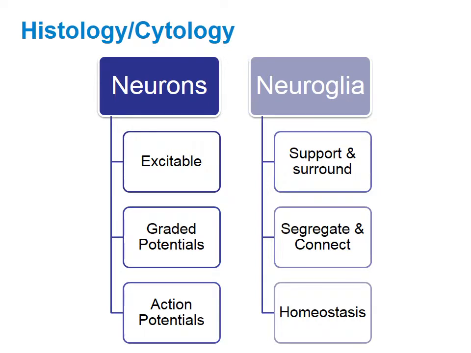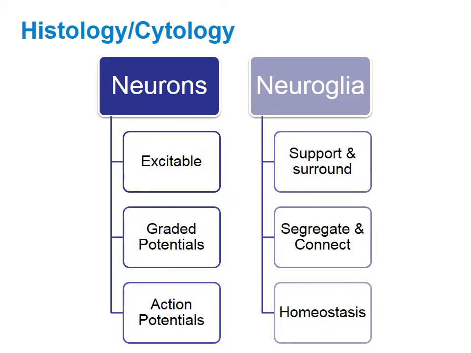Let's take a look at the many cells in these tissues. There are two cell groups. Neurons are electrically active and respond easily to stimulation, so they're excitable. They perform two electrical events, graded potentials, which are local, and action potentials, which travel. The neurons are highly specialized cells. As a result, they need other cells to assist in their homeostasis.